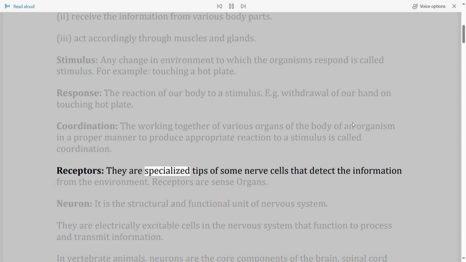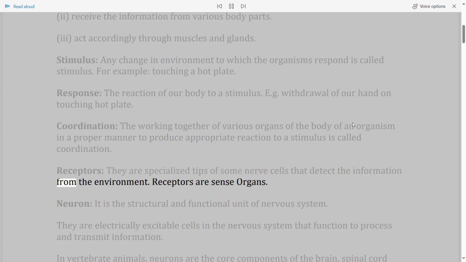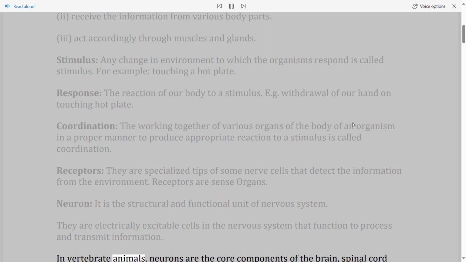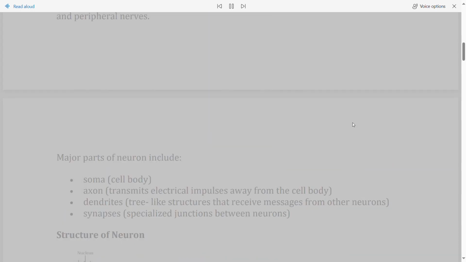Receptors. They are specialized tips of some nerve cells that detect the information from the environment. Receptors are sense organs. Neuron. It is the structural and functional unit of nervous system. They are electrically excitable cells in the nervous system that function to process and transmit information. In vertebrate animals, neurons are the core components of the brain, spinal cord and peripheral nerves.